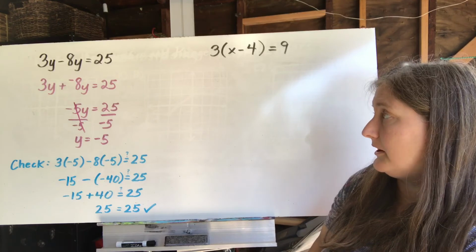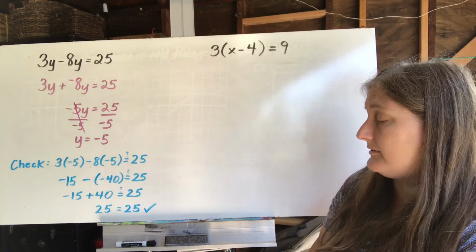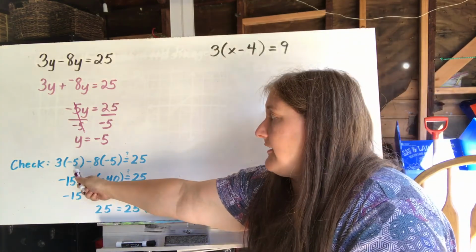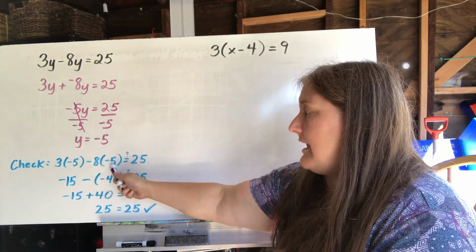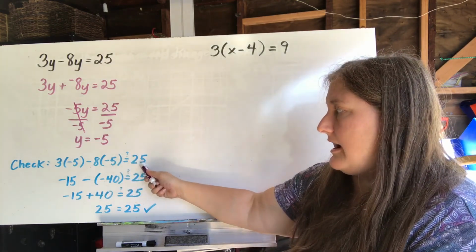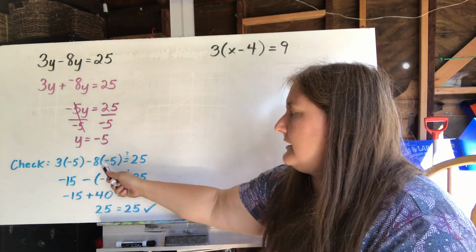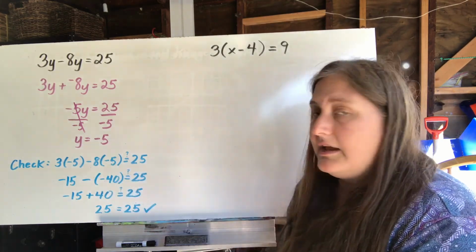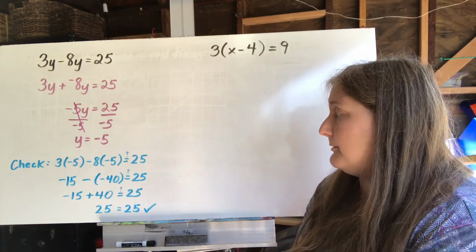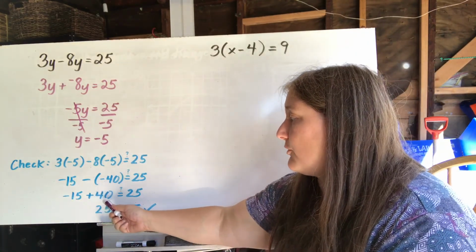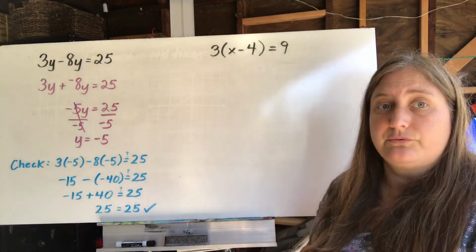And I check it by plugging it back in for all of the y's. So I have 3 times negative 5 minus 8 times negative 5, hoping for an answer of 25. So 3 times negative 5 is negative 15. 8 times negative 5 is negative 40. If I change this to an addition problem, it's negative 15 plus 40, which does in fact give us 25.